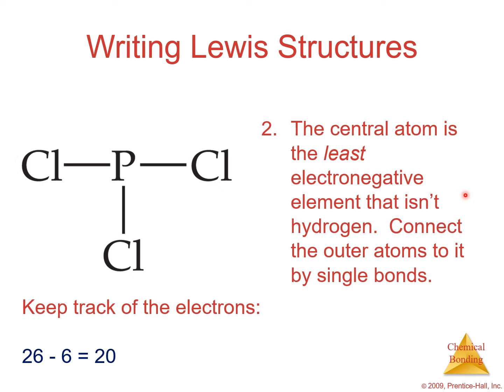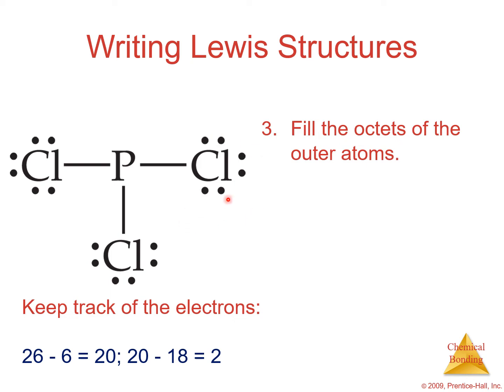Now, complete the octets around the atoms bonded to the central atom, the Cl's. We complete the octet here. Remember, however, that the hydrogen atom has only a single pair of electrons around it. So remember, we have 20. Now we have 8 times 3, here we have 6 times 3, 18. So 20 minus 18, 2 electrons remain.